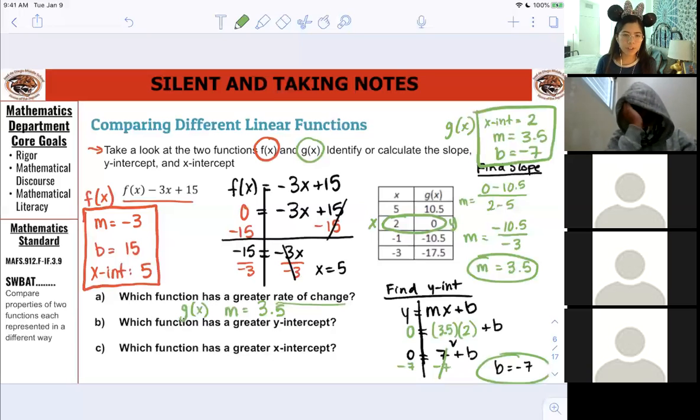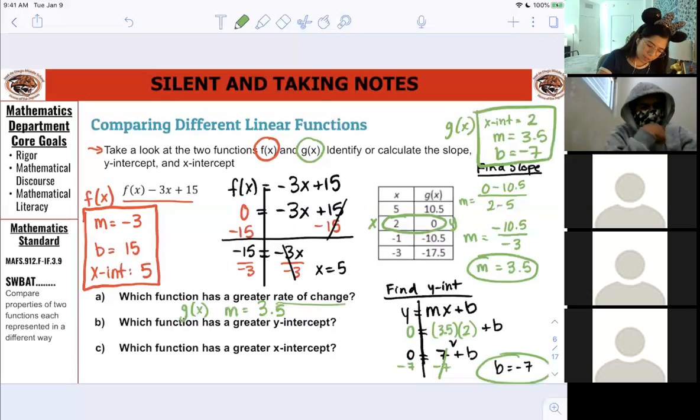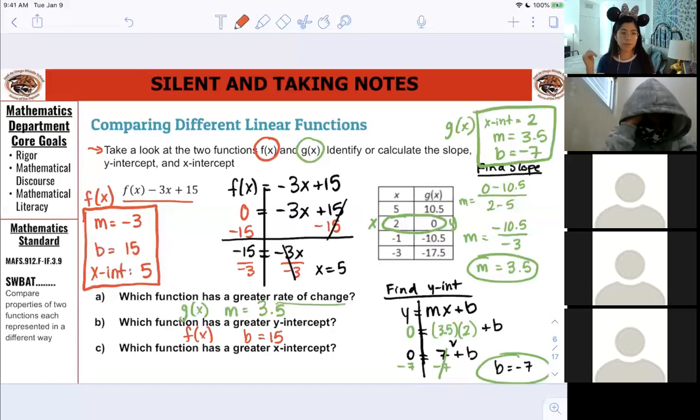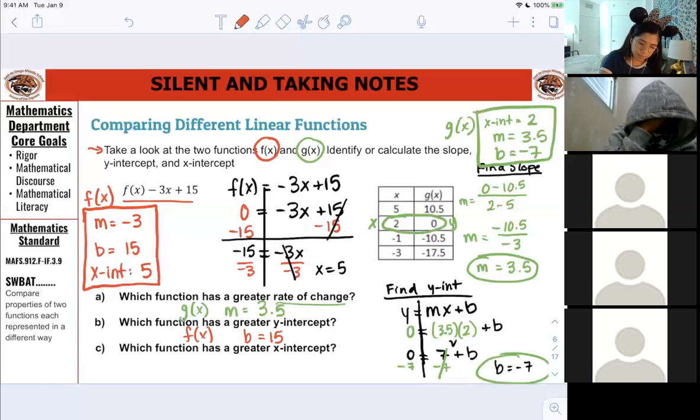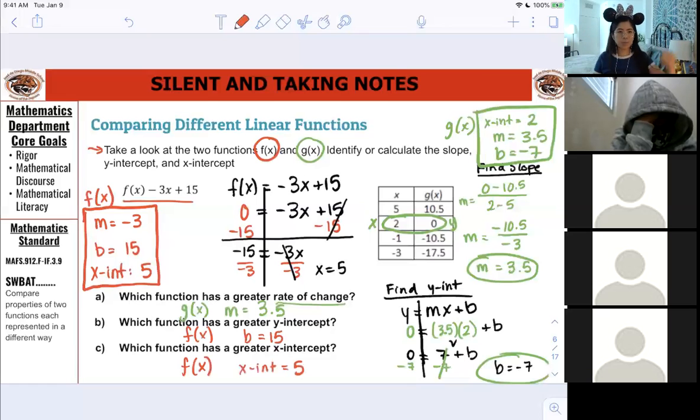What about b? Which function has a greater y-intercept? F of x. Good, f of x, because b equals 15, whereas in g of x, b equals -7. So obviously f of x is much greater. And then which one has a greater x-intercept? F of x. The x-intercept is 5, whereas for g of x, it was 2. So f of x wins.